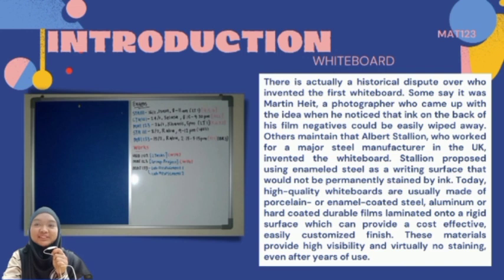Today, high-quality whiteboards are usually made of porcelain or enamel-coated steel, aluminium, or hard-coated durable films laminated onto a rigid surface which can provide a cost-effective, easily customized finish. These materials provide high visibility and virtually no staining, even after years of use.